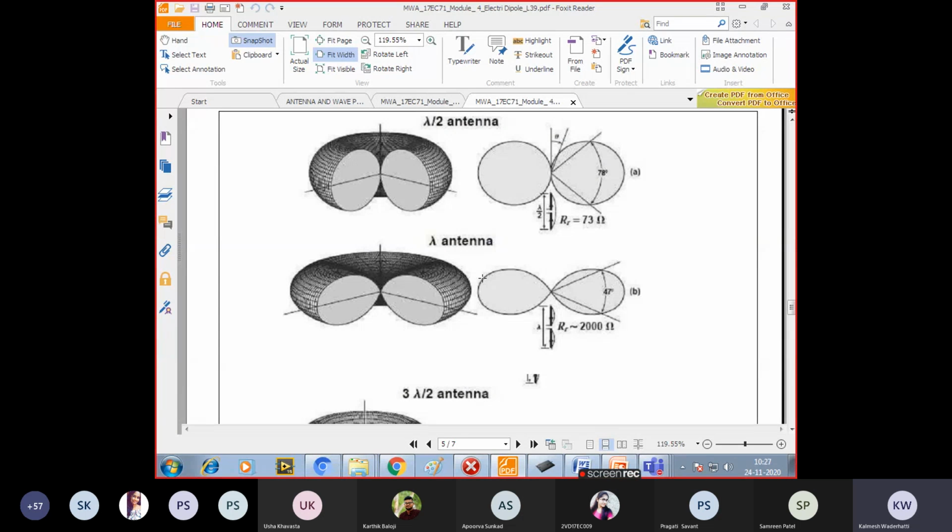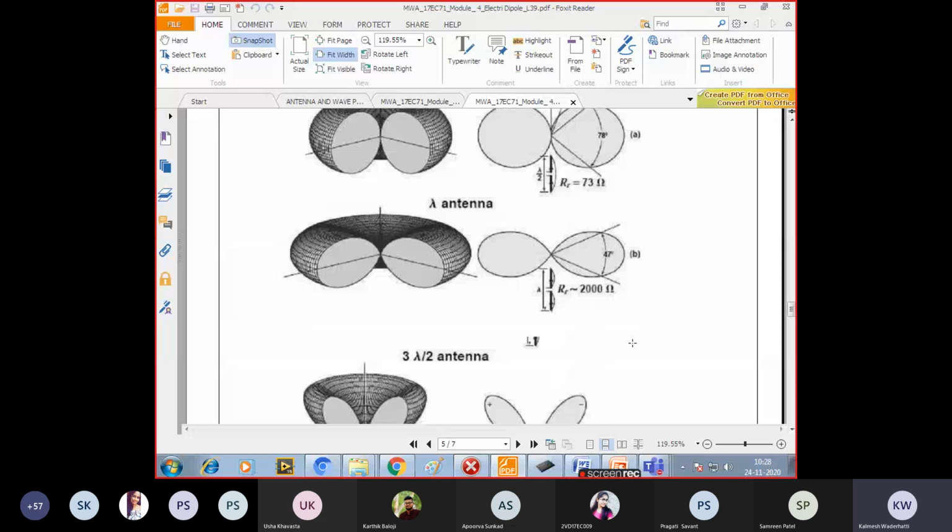Why? Because it is based on the observation. With respect to the observation, you have to comment with respect to the appearance. Here, for the lambda antenna, the radiation resistance will be 2000 ohm.